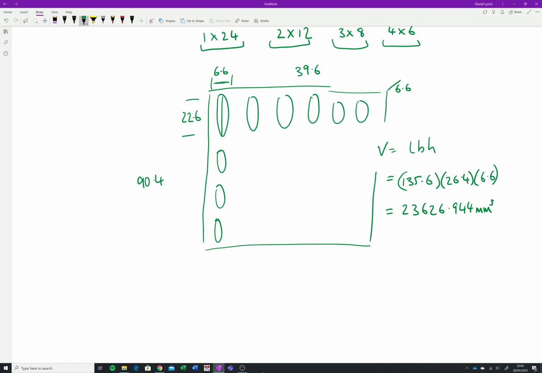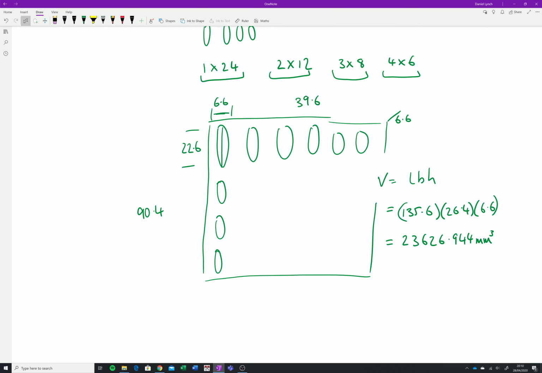So 90.4 times 39.6 multiplied by 6.6. And that is, of course, the same answer, because all we did was just rotate it along the way. So it's just to show you that that is going to be consistent no matter which way you go. But if you were to take it as a different one, we'll just do one of those.